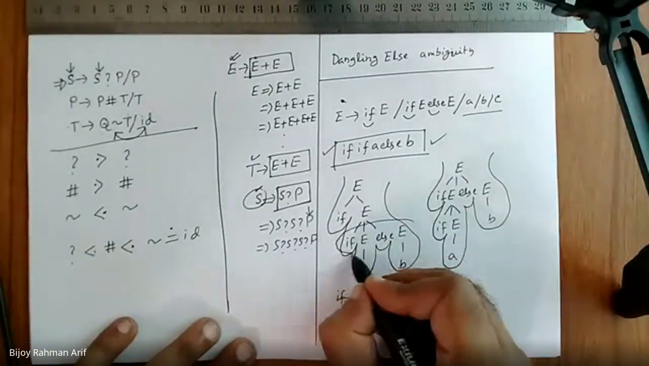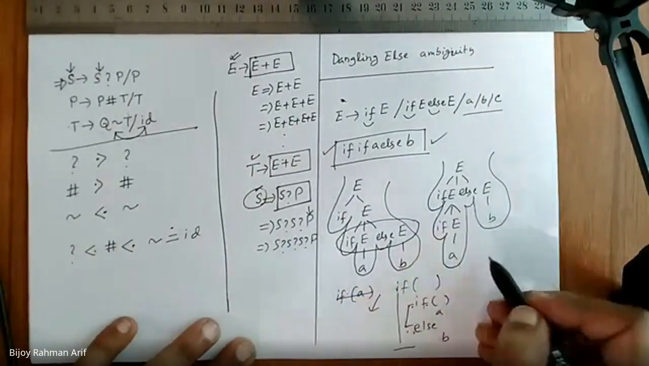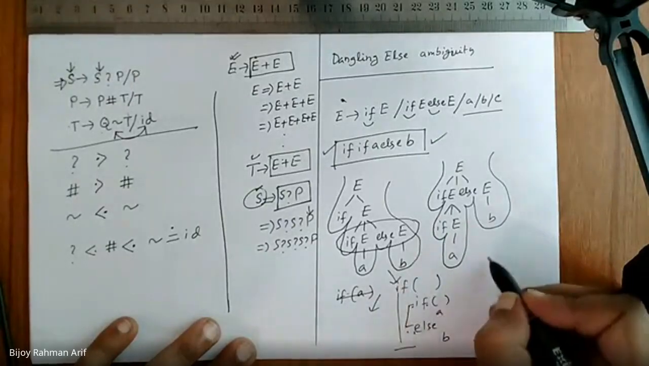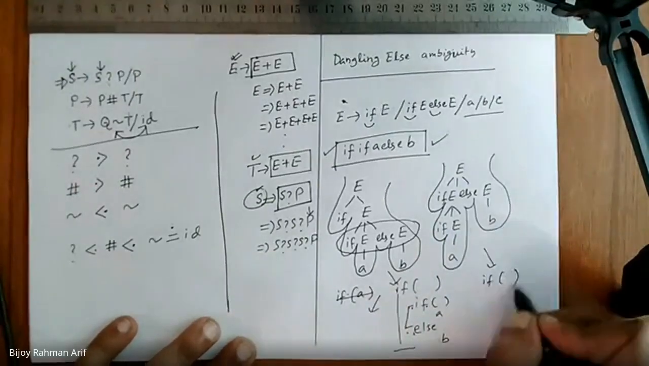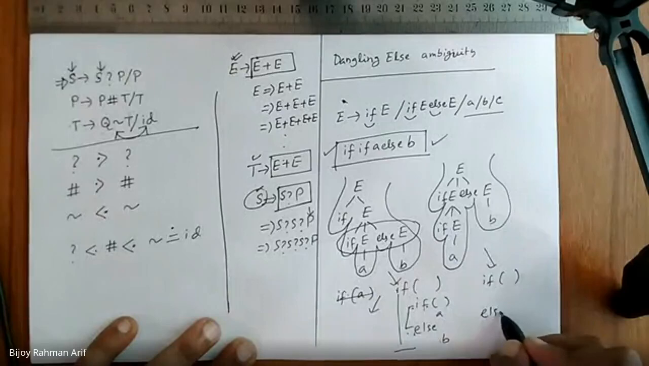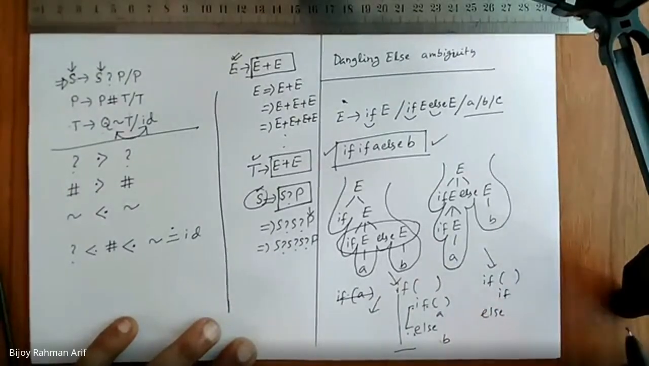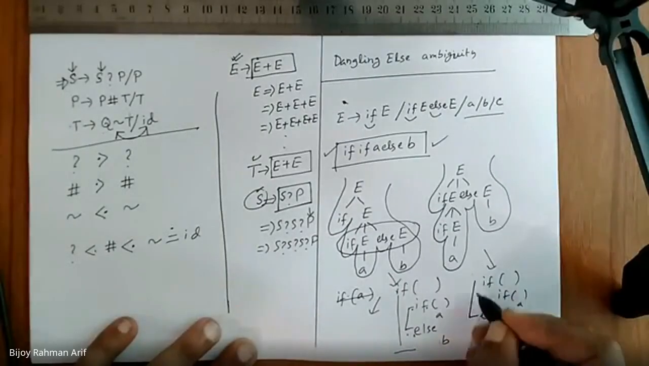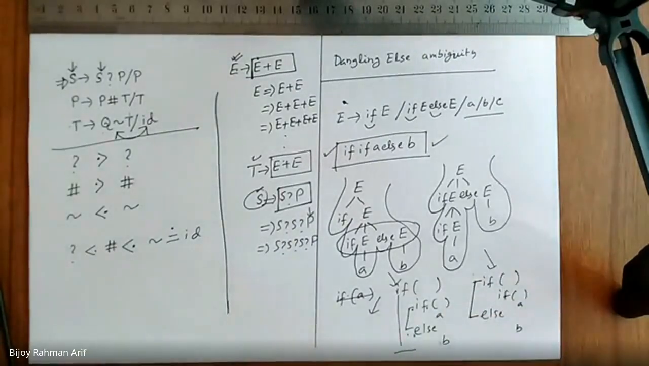On the other hand, in this case, what is the relation? If, then else, then if. Am I right? So here the else is related with the first if. As this else is dangling without having a fixed position with an if, that's why it is called the dangling else problem.